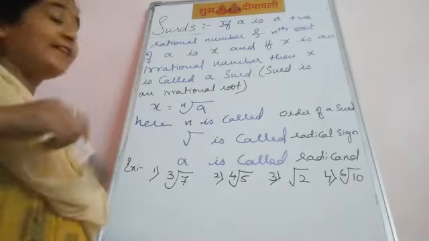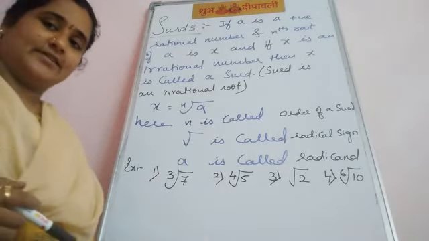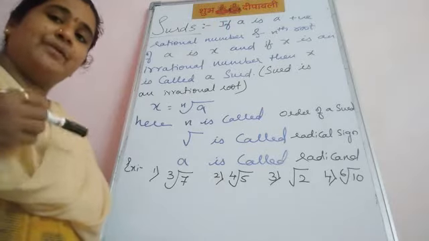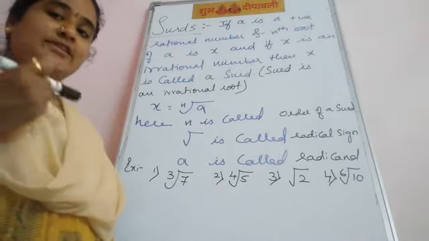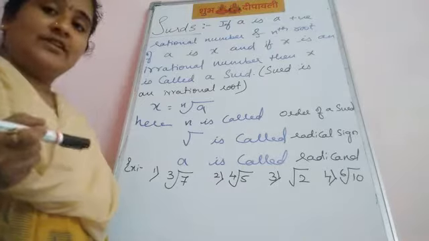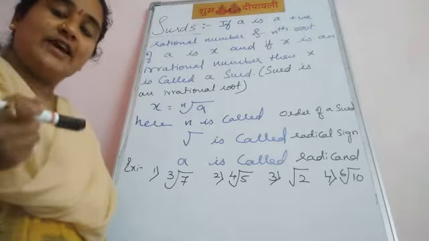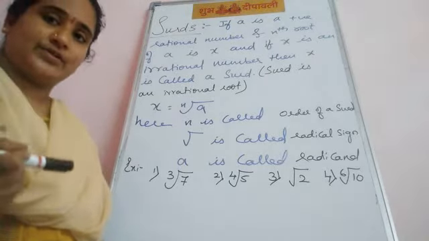Students, our next topic is surds. This is a new topic for you. In a simple way, in one line, a surd is an irrational root.